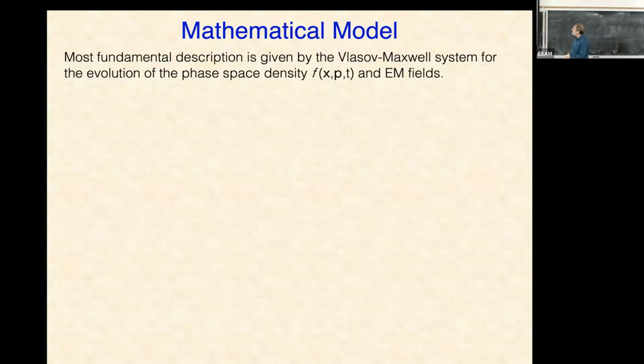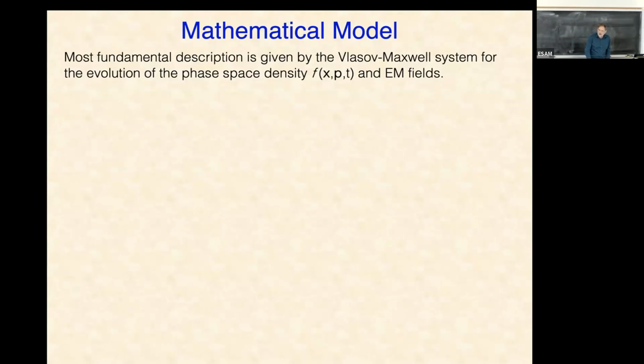The most fundamental mathematical model would be given by the Vlasov-Maxwell system for the evolution of the phase space distribution function, the phase space density. For a collisionless plasma, the most basic description is this evolution of the distribution function F as a function of position, momentum, and time, as well as the evolution of the electromagnetic fields that interact with the plasma through solving Maxwell's equations. This is a challenging problem in plasma physics to solve this multidimensional system.